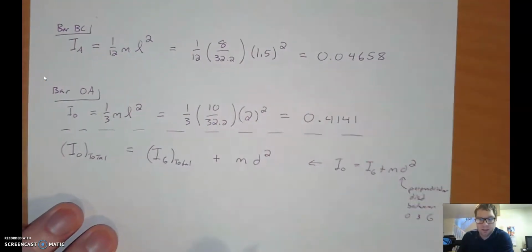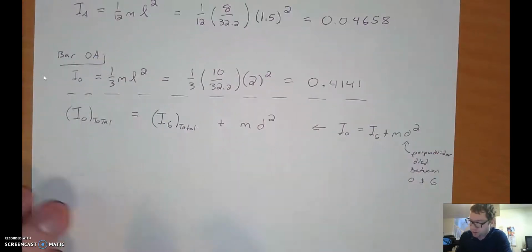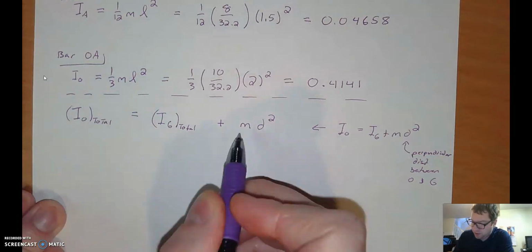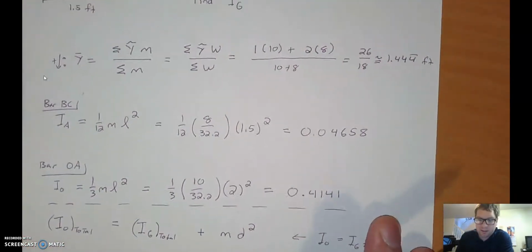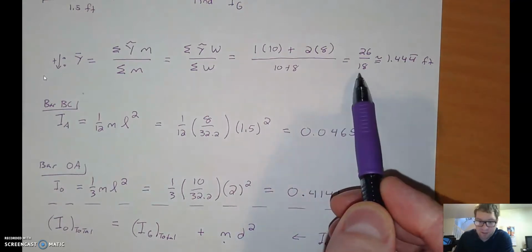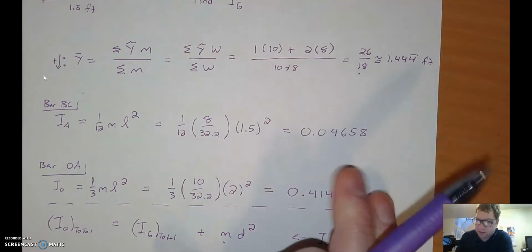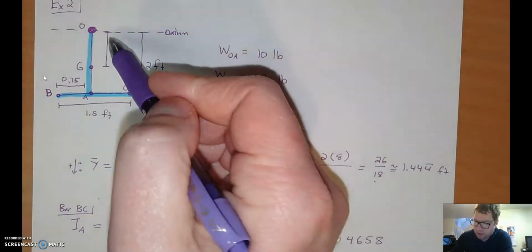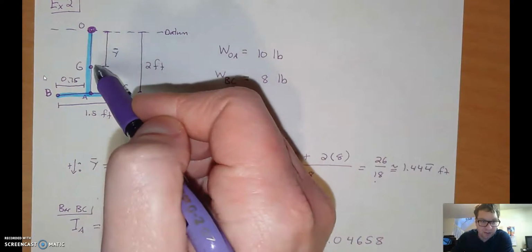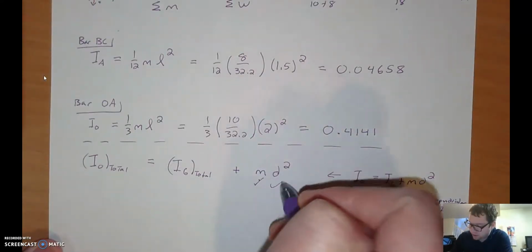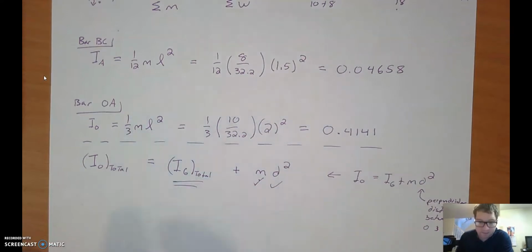All right. So we need to first find this, so we find I total. We know the mass is the 18 pounds divided by 32.2. The distance is the 1.444 feet because Y bar starts at O and goes down to G. So I already know both of these numbers, and I want to find this number. So the next thing to do is to find this, and we'll be in good shape.